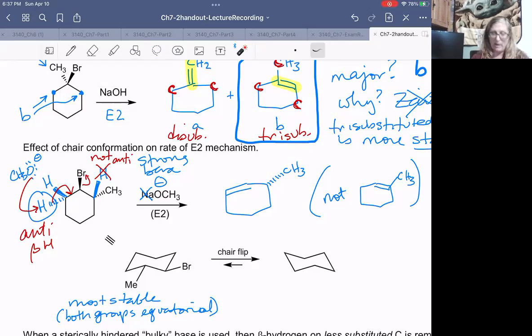And actually, just a little reminder here on how did I come up with this chair? I know it's been a while since you've done a chair. We have a bromine that's up. Here's my bromine that's up. And we have a methyl group that's down. Here's my methyl group that's down. So I just want to make sure we know how to draw this chair if we wanted to.